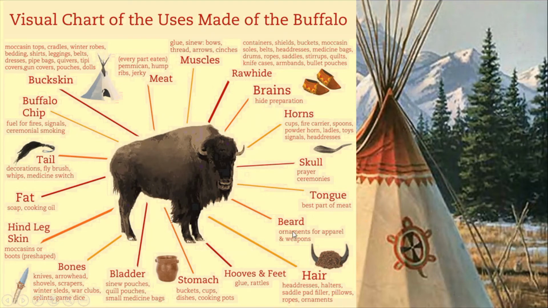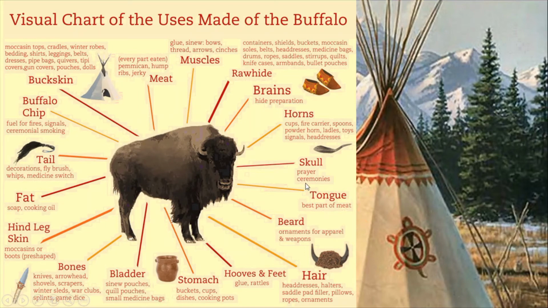The beard was also used for ornaments for apparel and weapons. And then their favorite part, the best cut of the meat, was the tongue. That was the part that everybody wanted. Everyone wanted a piece of the tongue of the buffalo. They used the skull for prayer ceremonies.